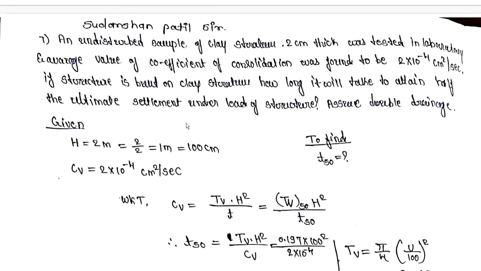Next, this problem is a little important and it is from previous year question papers. An undisturbed sample of clay stratum 2 meter thick was tested in the laboratory and the average value of coefficient of consolidation, Cv, was found to be 2 into 10 to the power minus 4 centimeter square per second. If a structure is built on the clay stratum, how long will it take to attain half the ultimate settlement under load of structure? Assume double drainage.